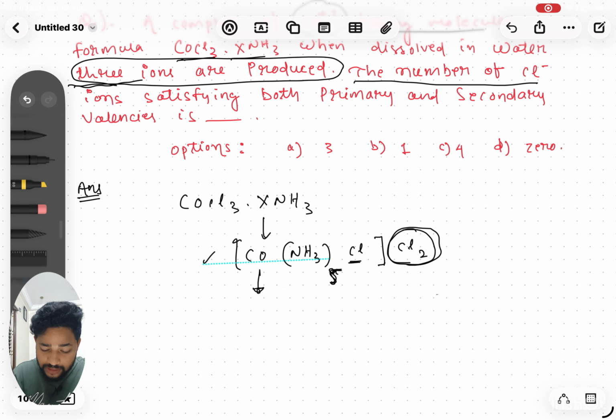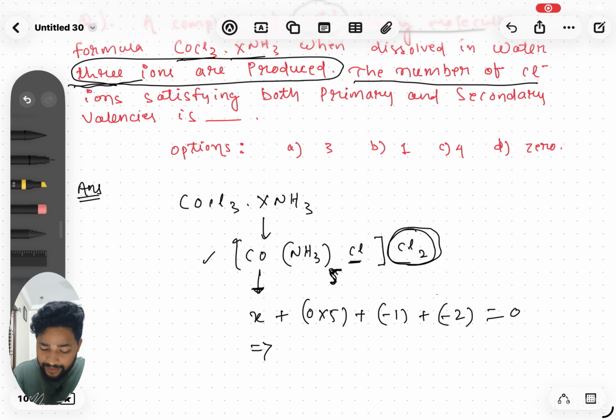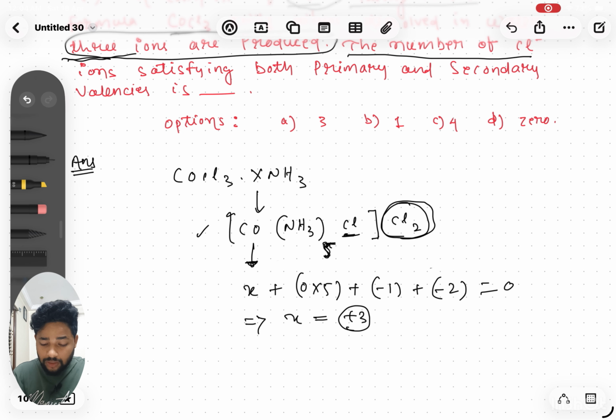So if you calculate the oxidation state: cobalt X, plus NH₃ being a neutral ligand 0 times 5, plus the inside chlorine that is minus 1, and the outside chlorine that is minus 2, and the total charge should be 0, right? So X will be equal to plus 3. So in the calculation of oxidation state, this inside chlorine is involved. And in coordination number, the total is 6, and in that 6 also this chlorine is involved. Primary valency is the oxidation state, so in oxidation state this chlorine is involved. Secondary valency is the coordination number, so in coordination number also this chlorine is involved.